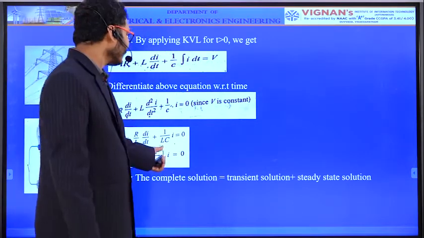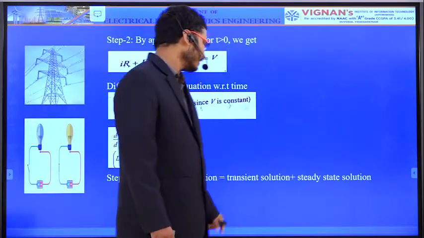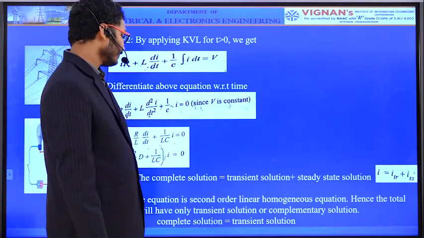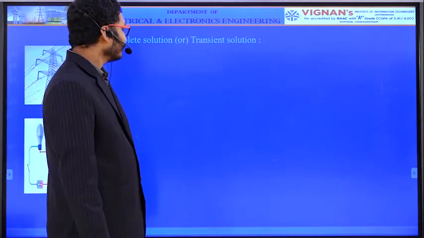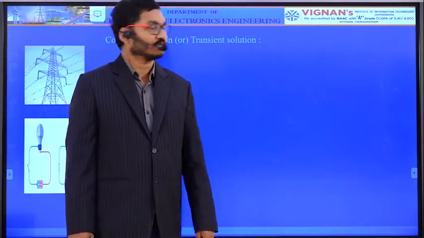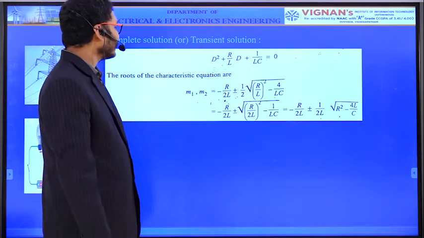This is the homogeneous equation, so there is no particular solution or steady state solution. The steady state solution is 0. You will get only the transient solution, and if you solve the transient solution you get the final solution. So here we are finding the complementary solution, or transient solution.